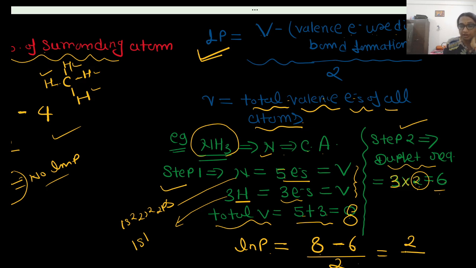So we have obtained 2. That means the total number of lone pairs of electrons is 2, so nitrogen has 1 lone pair of electrons. So you can calculate easily with this formula.